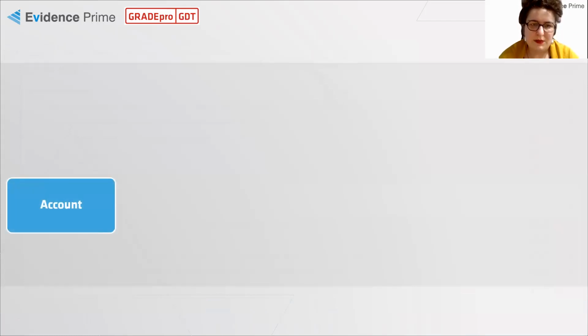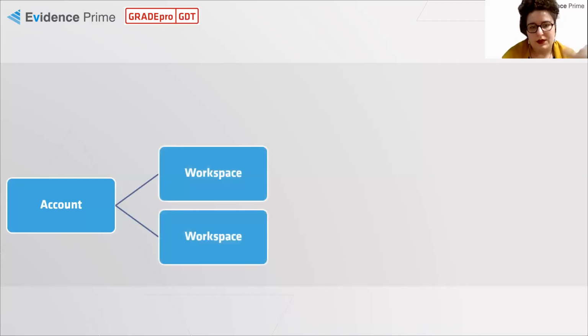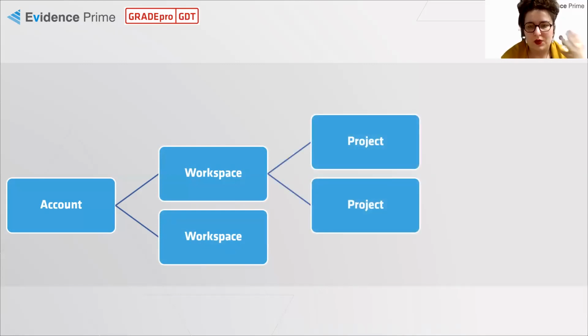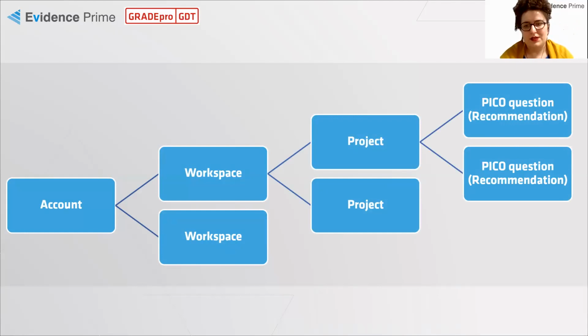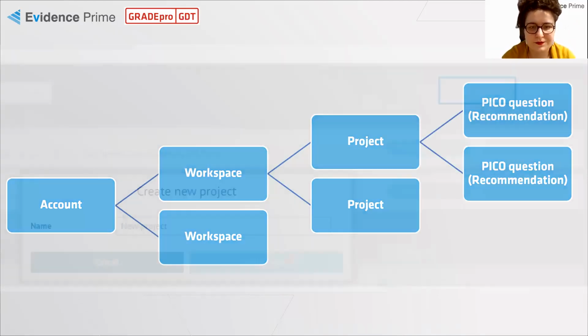So to sum up, the structure of GRADEpro means that you have your own account. In this account, you can have various workspaces, your free personal workspace or project workspace if you are in a larger group. In a workspace, you have various projects, which are equivalents of guidelines, and within the projects, there are the PICO questions, which are equivalent to recommendations.